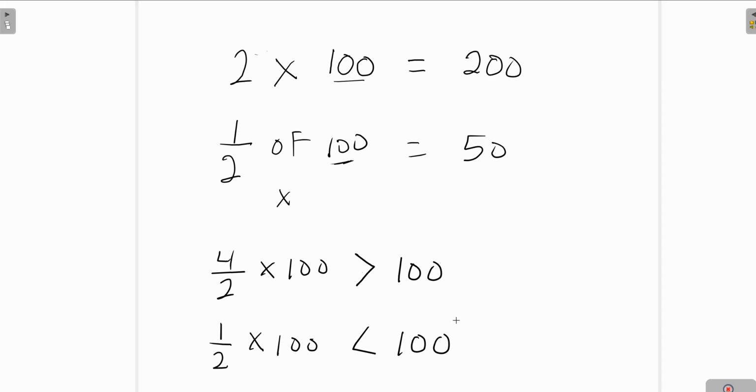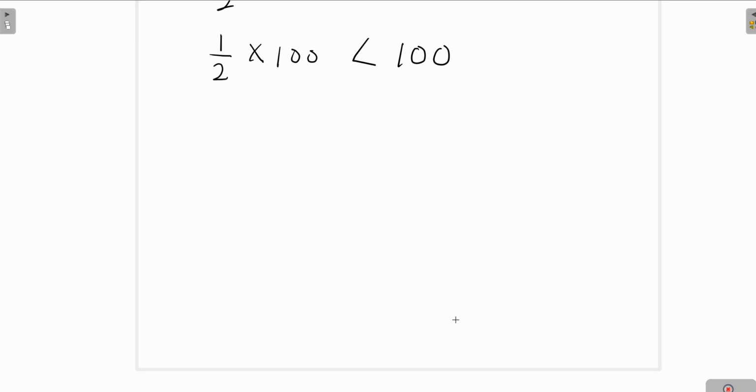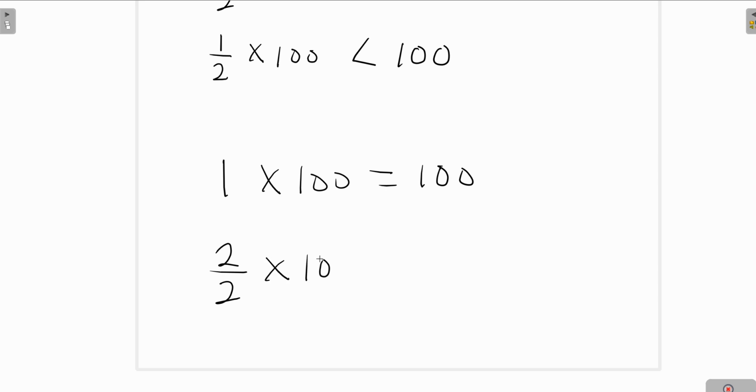And we also know that when you multiply a number times 1, let's say you do 1 times 100, well, that's going to be equal to 100, right? Anything times 1 equals itself. So let's say we have something like 2/2. 2/2 times 100, what is that equal to? Well, it's the same thing. It's equal to 100 because 2/2 is 1 whole. So 2/2 just became 1 times 100. Well, that's the same as 100.